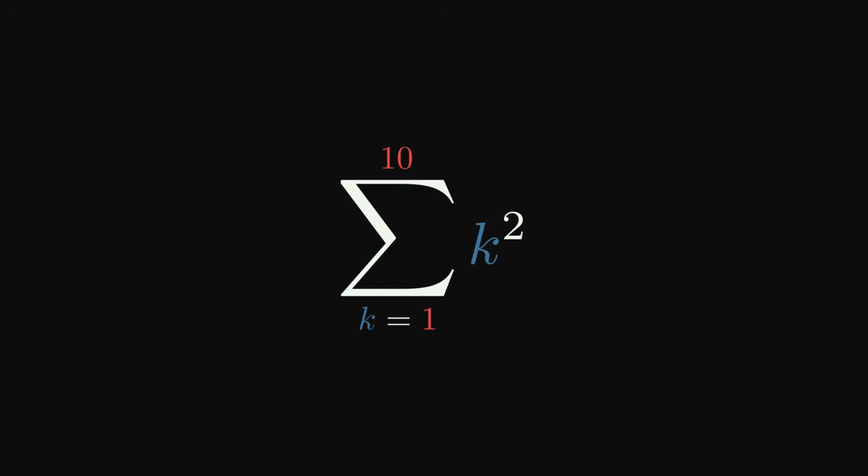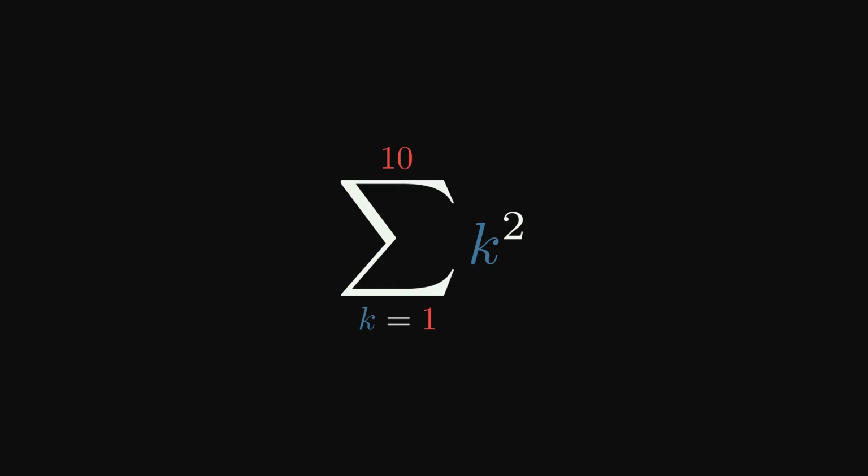Look at the shape. A big Greek capital sigma in the middle. Underneath, something like k equals 1. On top, a number like 10. And to the right, an expression that uses the letter k. Here is what every piece is for. The letter k is a counter. It has no meaning of its own. The bottom tells the counter where to start. The top tells it where to stop. And the expression on the right is what you do at every step before you move on.